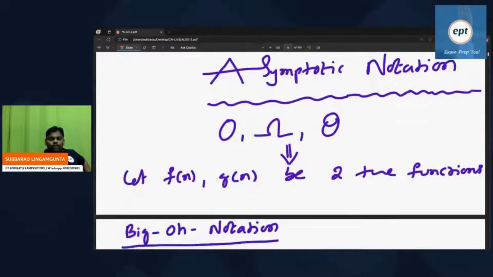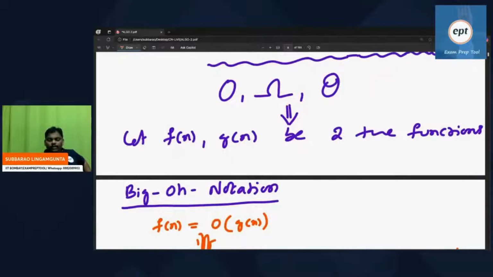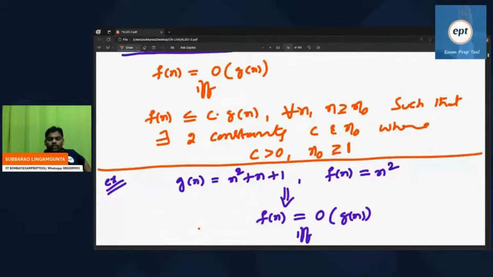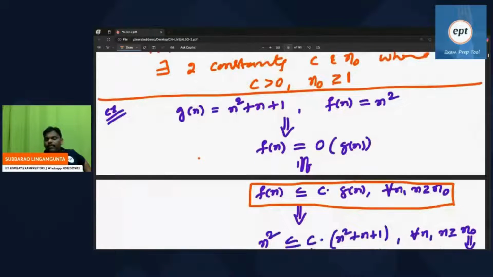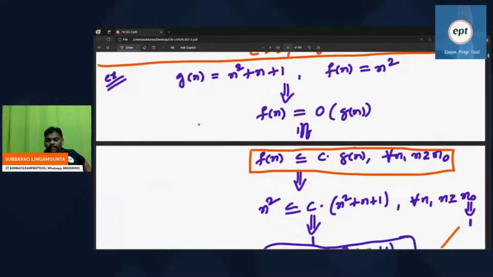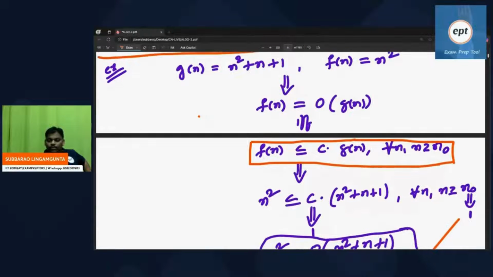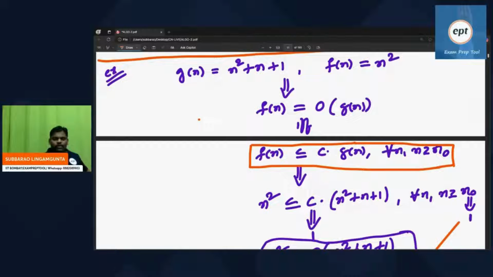The topic is asymptotic notation: big O, omega, theta. Let f of n, g of n be two positive functions. f of n is equal to big O of g of n if and only if this condition is satisfied. I gave one example also. Please let me know if anyone has any issue.